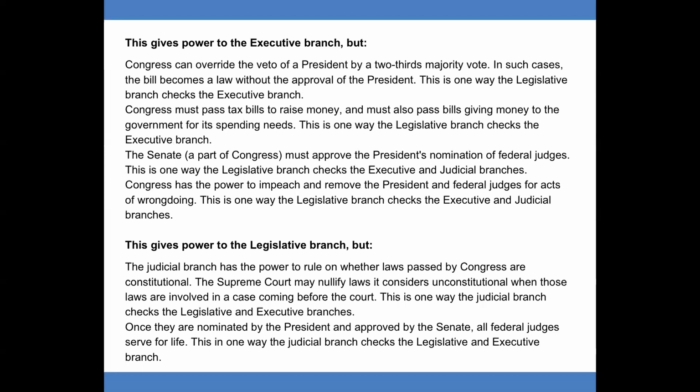Congress must pass tax bills to raise money, and must also pass bills giving money to the government for its spending needs. This is one way the legislative branch checks the executive branch.